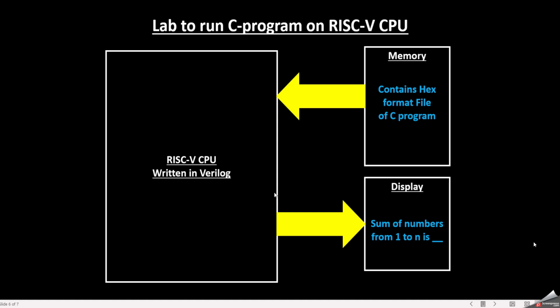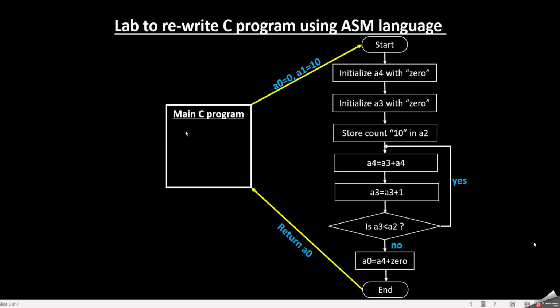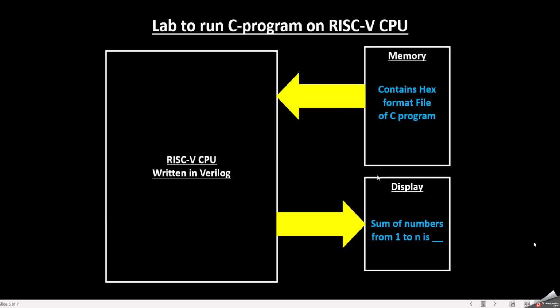But for now, for the labs, we'll take a RISC-V CPU which is written in Verilog. We will write a test bench. We'll have a small test bench already written, and we'll load the hex format file of the C program that we just saw. We'll convert this entire C program to a hex file and load it in the memory, and we will read the memory through the CPU, and the CPU will process the contents of the memory and display the standard display that we are always looking at, the sum of numbers from 1 to n. Okay, so this is the flow.